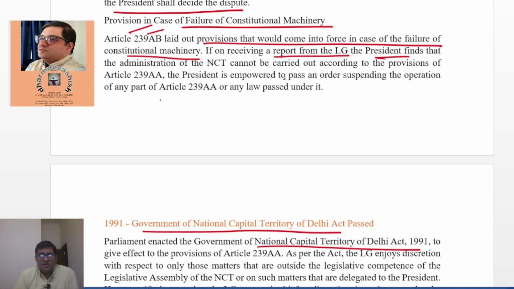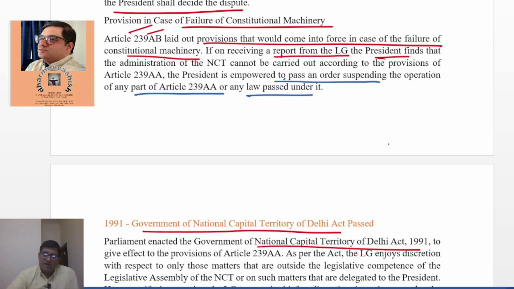What is the President empowered to do? The President is empowered to pass an order suspending the operation of Article 239AA or any law which has been made under it. So either the President can suspend the operationalization of Article 239AA itself. Now Article 239AA itself is the governing paradigm. If Article 239AA is suspended, every other law which is made or passed under the provisions of Article 239AA also automatically comes under suspension.